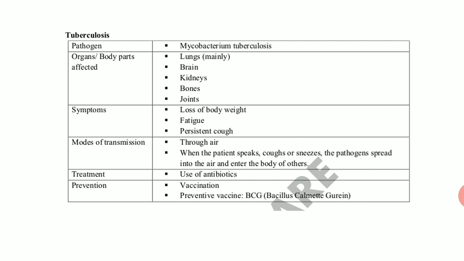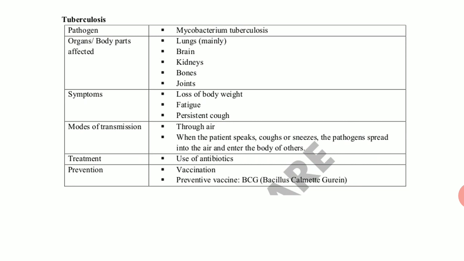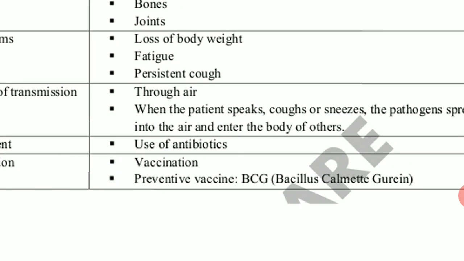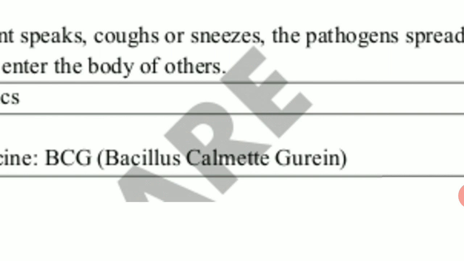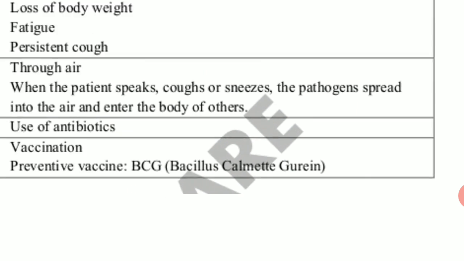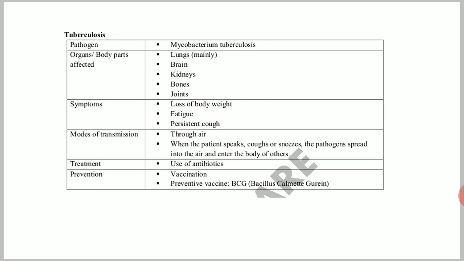Then here also there is vaccination. Tuberculosis, there is vaccination. This is a preventive measure. BCG vaccine, Bacillus Calmette-Guerin, is the vaccine for tuberculosis. Okay, these are the main points to study on tuberculosis.